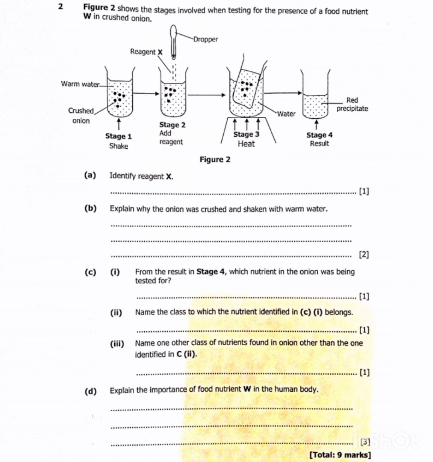Now question D, explain the importance of the nutrient W in the human body. Remember, the nutrient W we're saying is glucose, which belongs to carbohydrates. So in short, they are asking us to state the importance of carbohydrates. Carbohydrates help in proper cellular function, but the major importance of carbohydrates is that they provide the body with energy. That's why they are called energy giving foods.